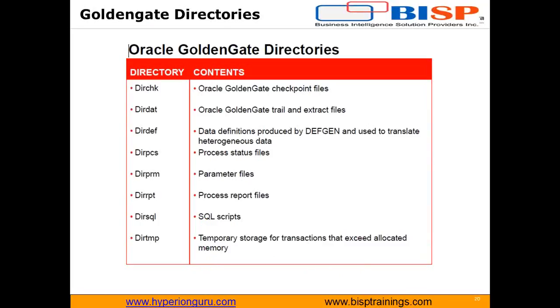Now dir pcs stores the process status files. It stores the process status files. Now what do we mean by process status?